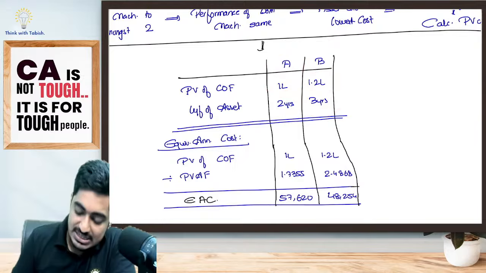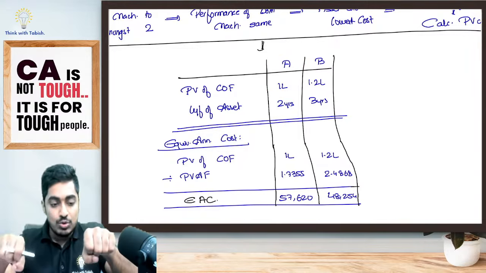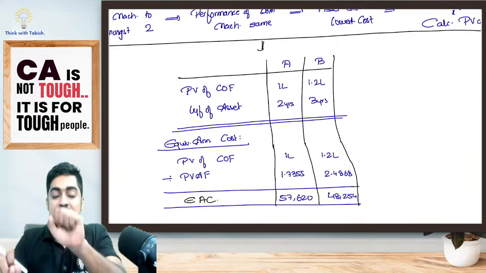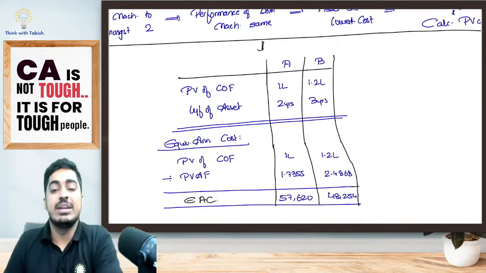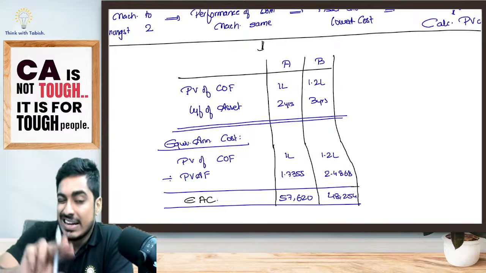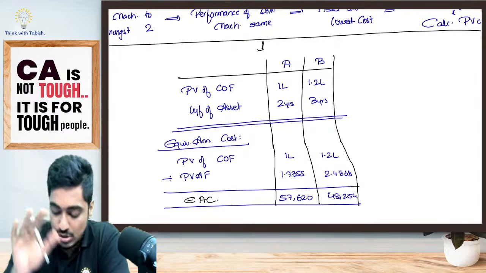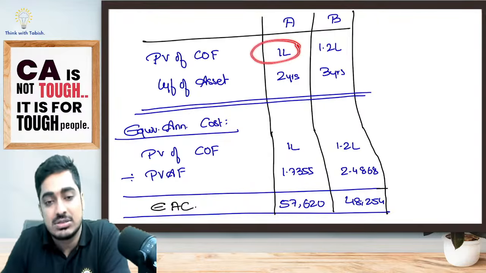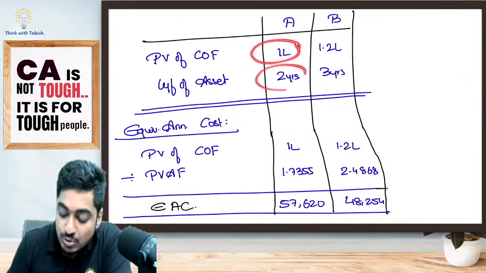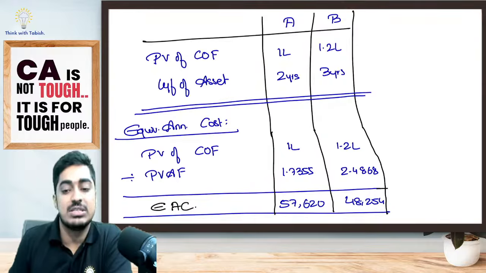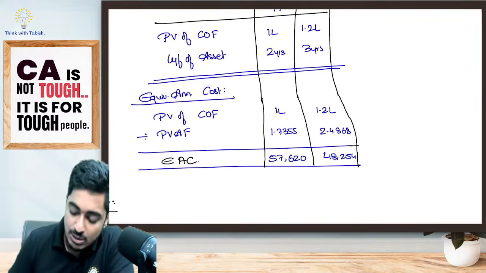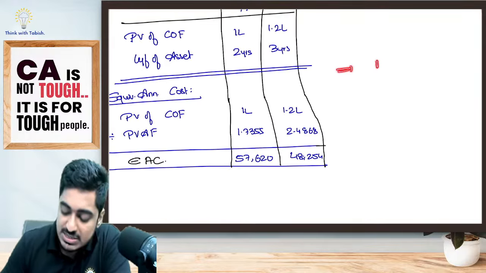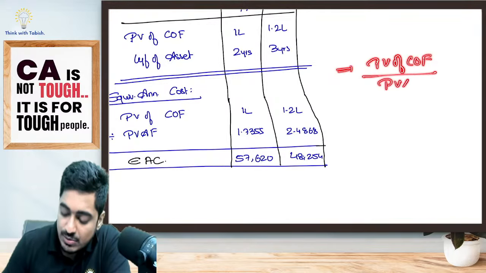Now understand. Whenever there are 2 or more machines where the life is different, I cannot directly take a decision. I'll have to calculate the equivalent annual cost. Now what will I tell? I will tell the boss that 1 lakh is the total cost I'm incurring in present value terms. This is for 2 years. I want to know for every year how much it is. Now how do I calculate my equivalent annual cost? It is the present value of cash outflow divided by the present value annuity factor.